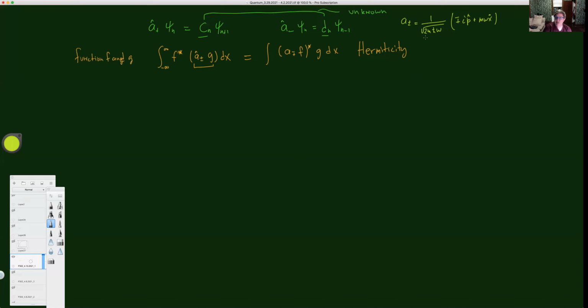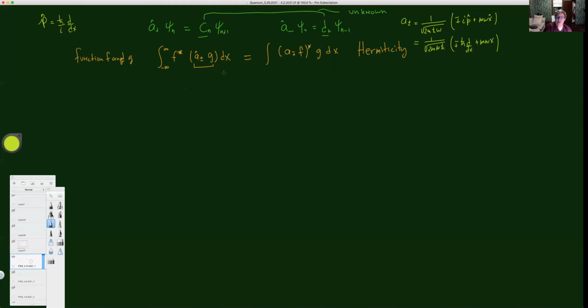Now, we've written this before in a different form. I'm going to substitute in p. Remember, p hat is h bar over i d dx. So I have 1 over the square root of 2m omega h bar. Let me make sure that's the right constant, because I always forget that. Okay, yep. And then we're substituting for p hat, so the i's will cancel out, and I just get minus plus h bar d dx plus m omega x. Okay, so now we've got our operators a plus minus.